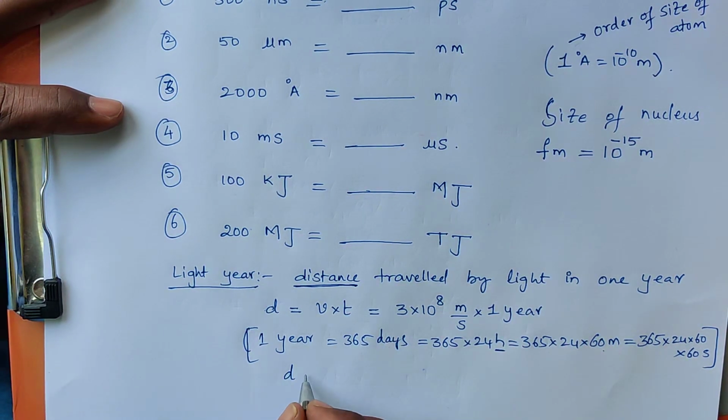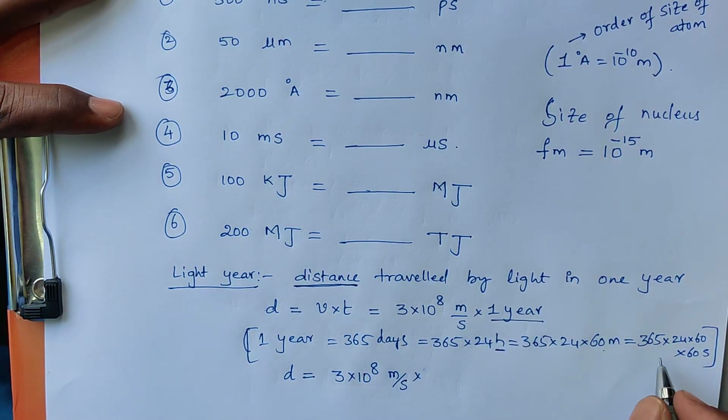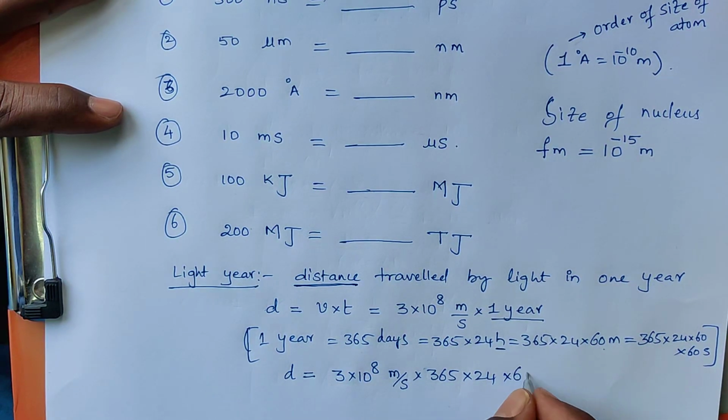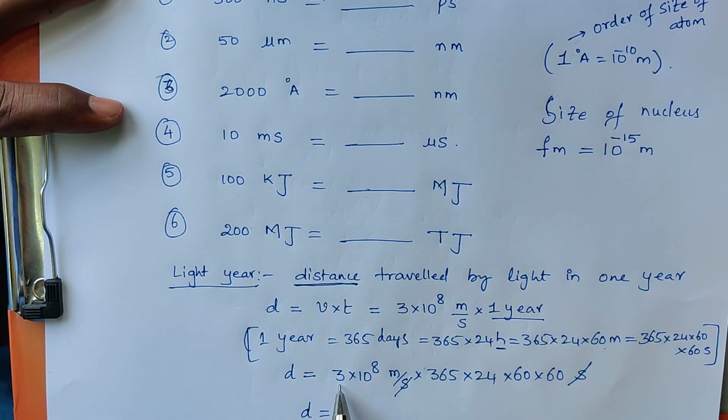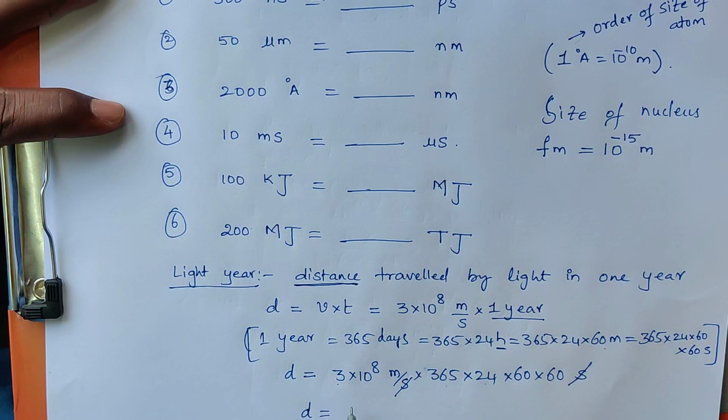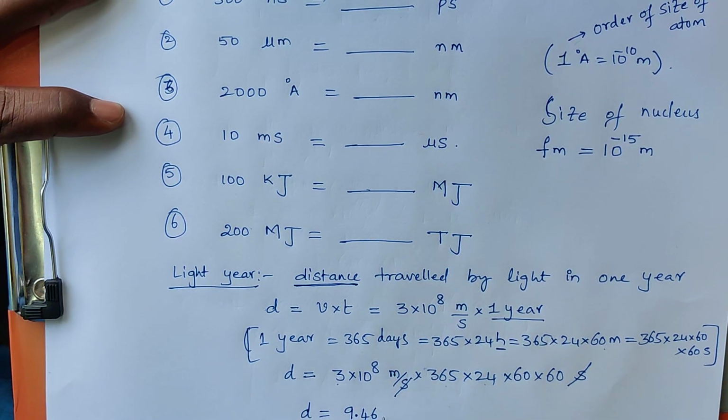So distance is equal to, how much are we getting? 3 into 10 to the power of 8 meters per second into 1 year, which is how many seconds? 365 into 24 into 60 into 60 seconds. The seconds and seconds cancel. By using a calculator we can multiply this value, and finally we get 9.46 into 10 to the power of 15 meters.